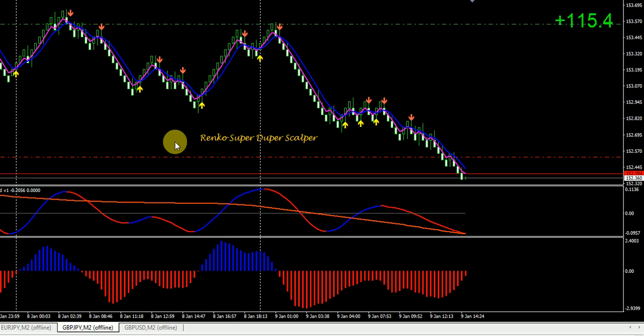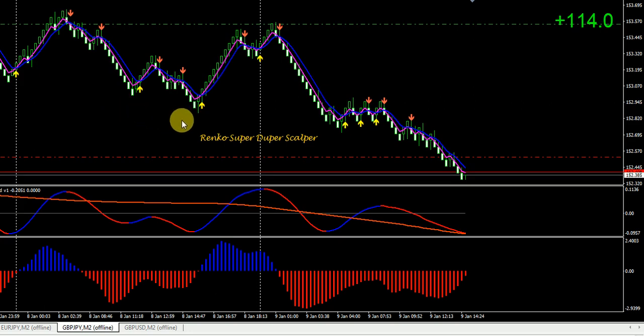This is my system that I use for trading. So now I open the pound yen with Renko box size 5.